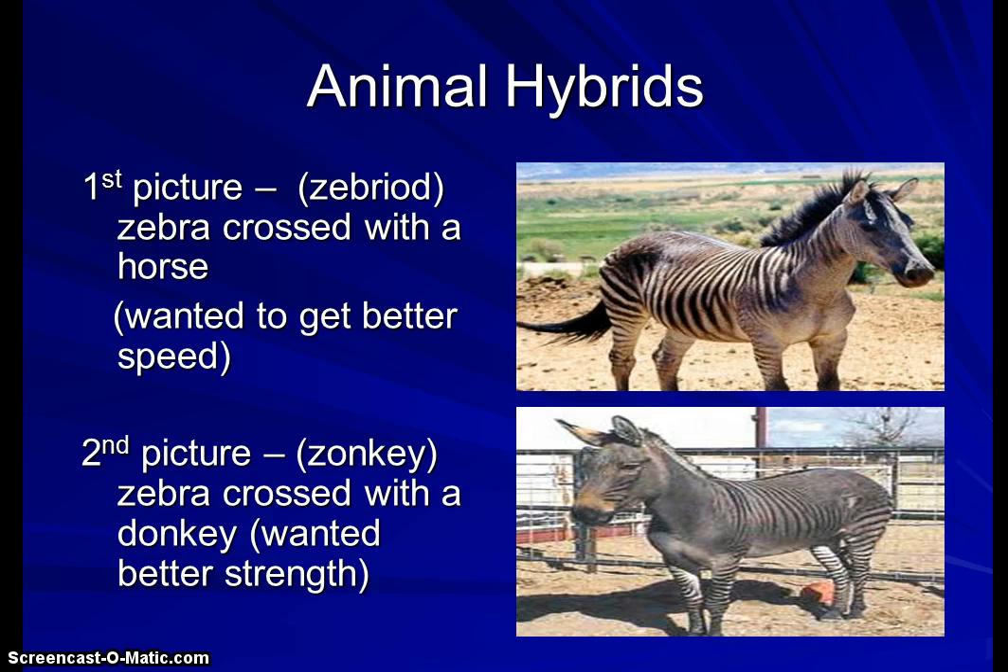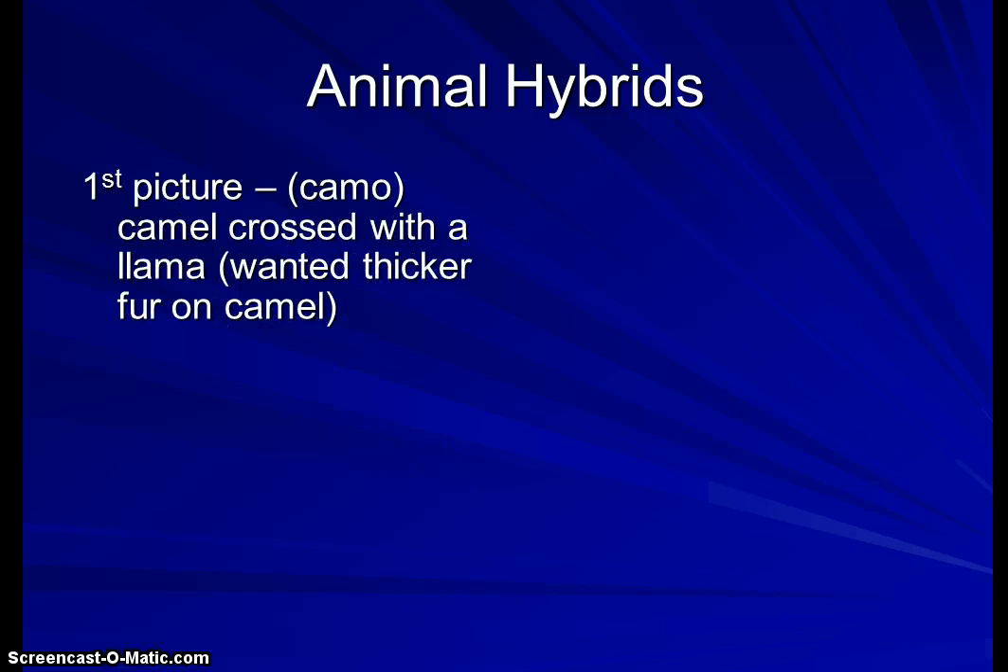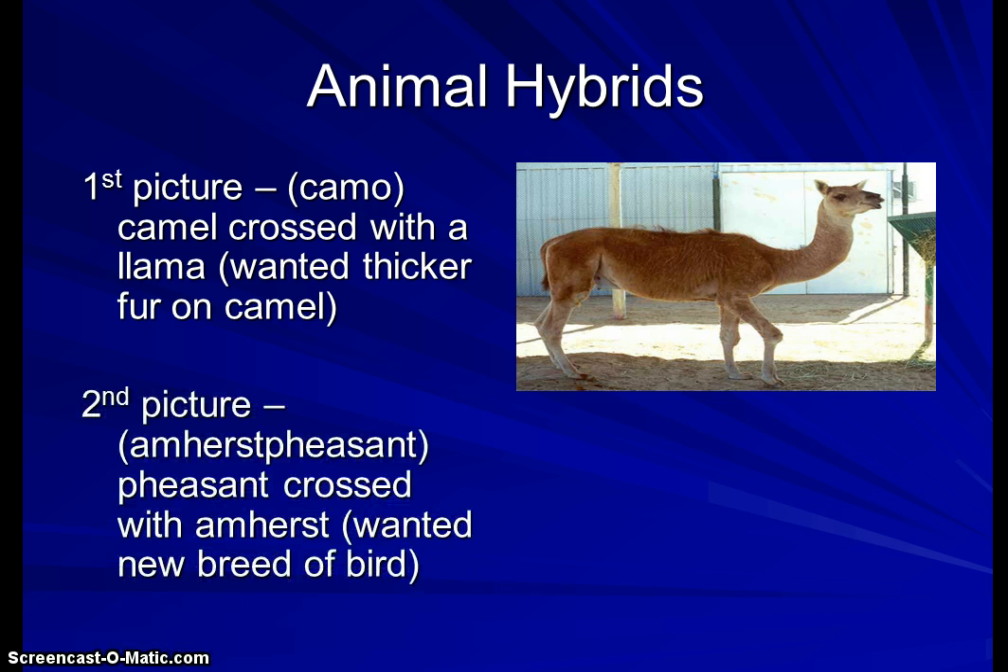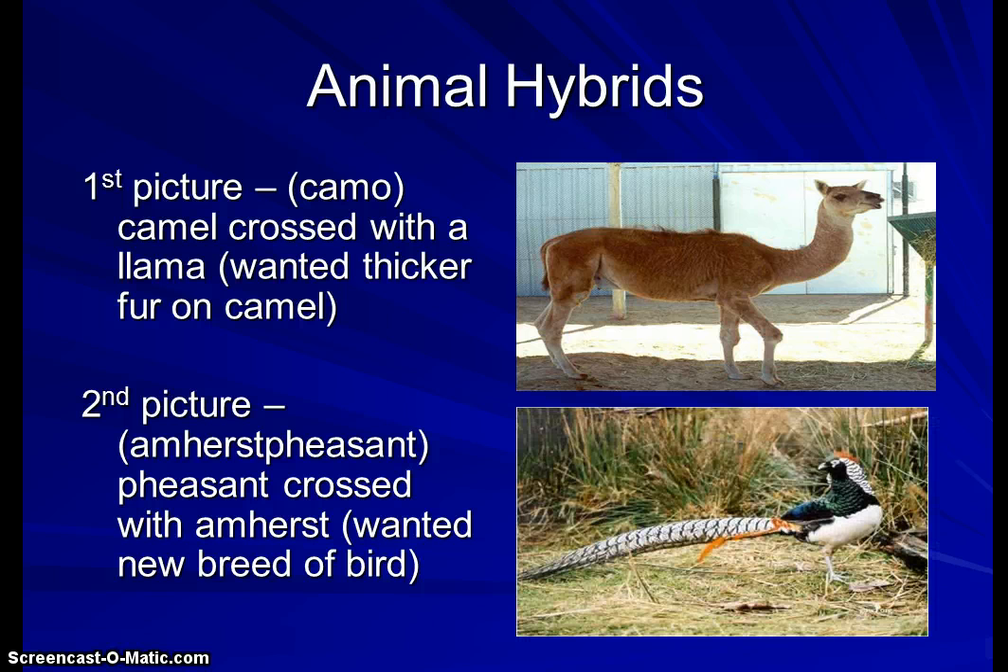They're not going to take a cat and breed it with a fish. It's not going to work. So they have to be in the same family or genus. And another animal hybrid that I haven't seen before is a camel crossed with a llama. Here's another one. It's a pheasant crossed with an Amherst. It's a different kind of bird. So it's kind of interesting.